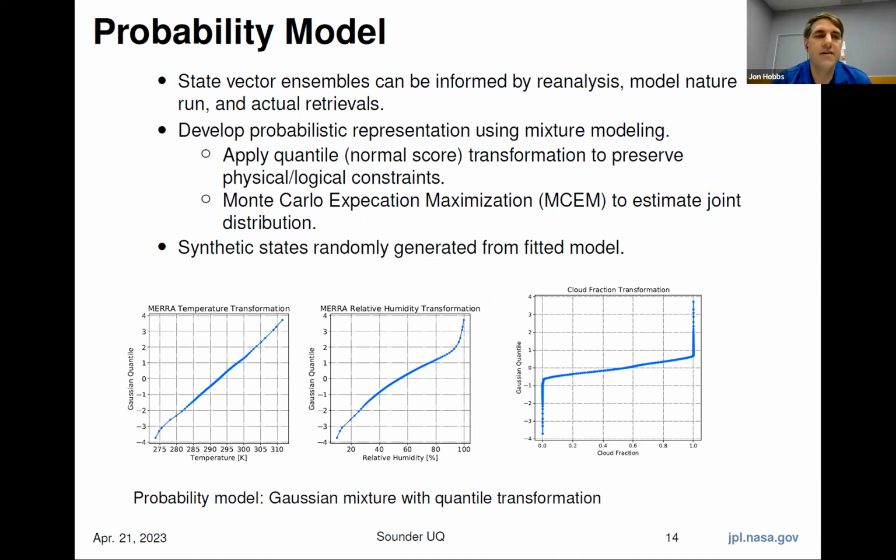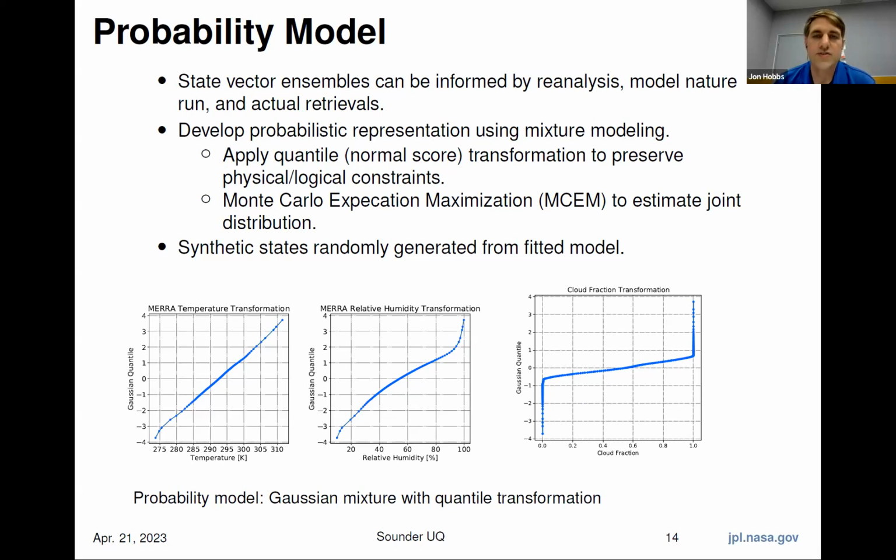And so to get our reference data for these state vectors, we make use of the information that's out there for us. Really it comes down to a combination of reanalysis products, potentially nature runs from weather or climate models, as well as, if needed, some actual level 2 products from AIRS, for example. And then to represent that joint distribution of the state X, we do a normal score transformation for variables that need it, for example, relative humidity and cloud fraction. The middle and right figures at the bottom illustrate that for those two parts of the state vector.